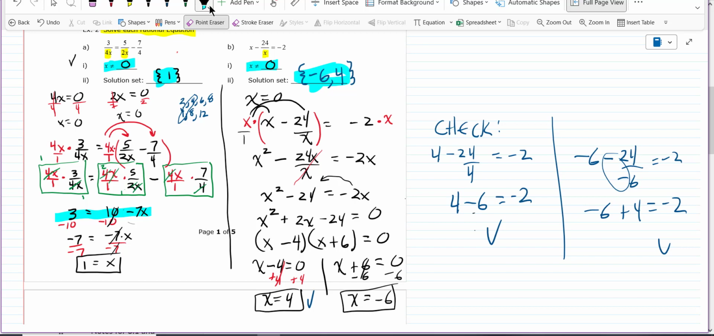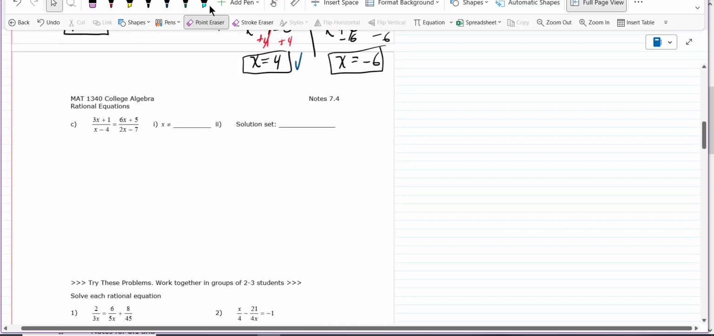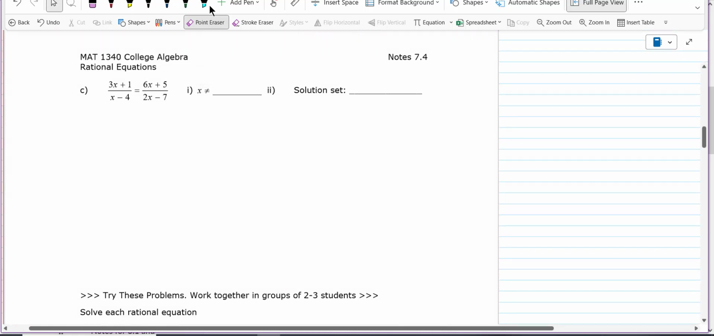Okay, I'm going to go to the next page. And I'm going to work one more out, then I'm going to let you do a few problems. We're going to kind of do 2 levels of problems here.